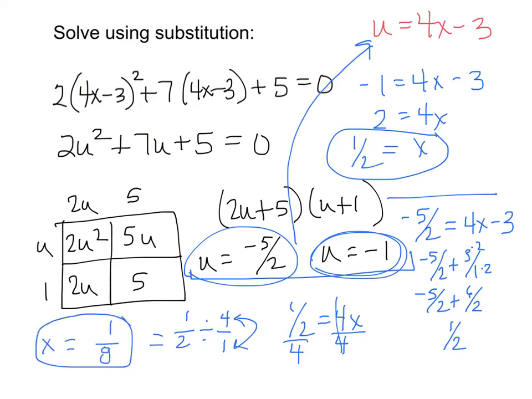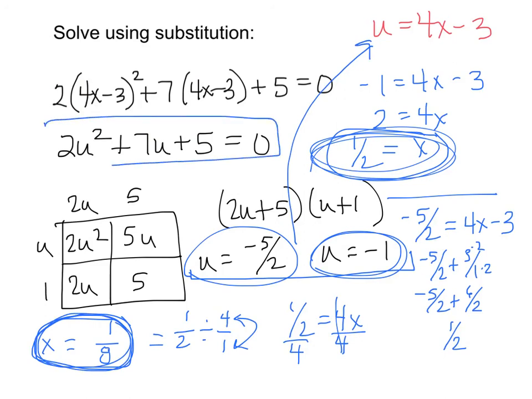So x actually equals positive 1/2 from up here, positive 1/8 from down here. In other words, we just used substitution at this point to create an easier problem.